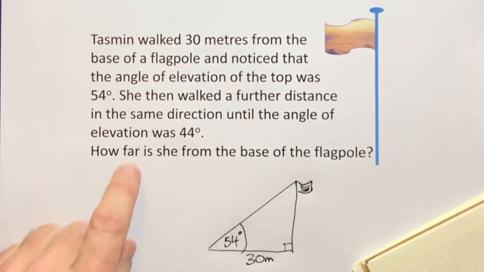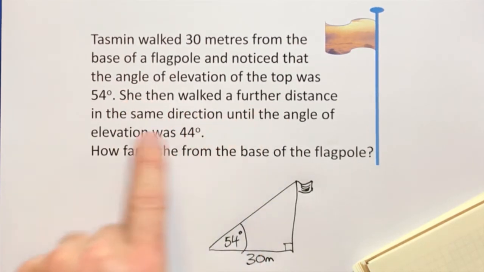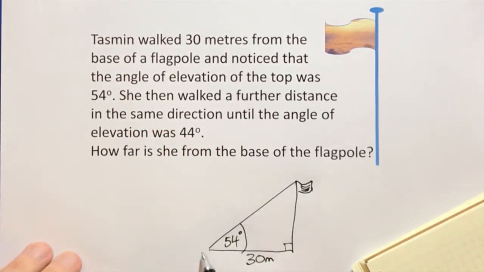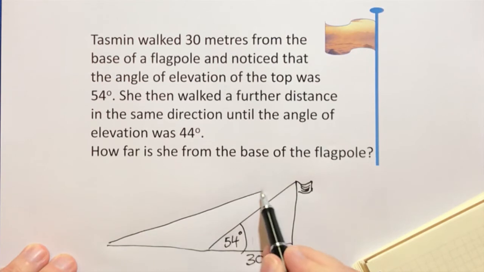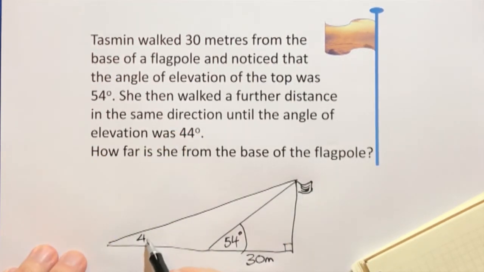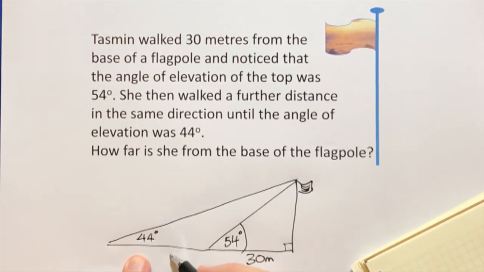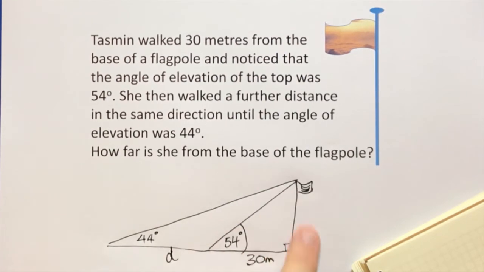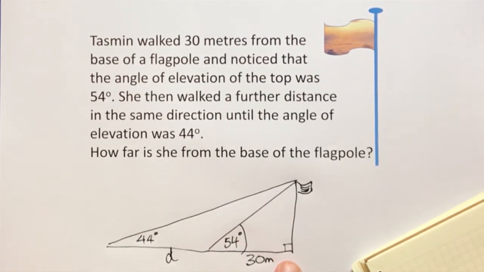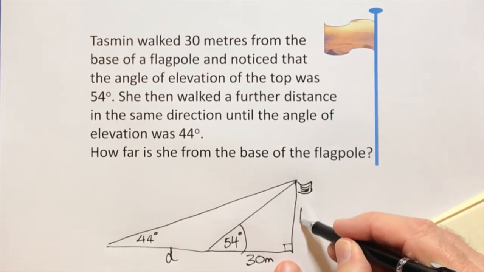So that's 30 meters. Now she then walked a further distance in the same direction until the angle of elevation was 44 degrees. How far is she from the base of the flagpole? Right, well, let's call that D, that distance, because it doesn't tell us in the question how far she walked on the second occasion. So I'm going to break this down. First of all, I'm just going to look at this right angle triangle here, and I'm going to work out the height of the flagpole.